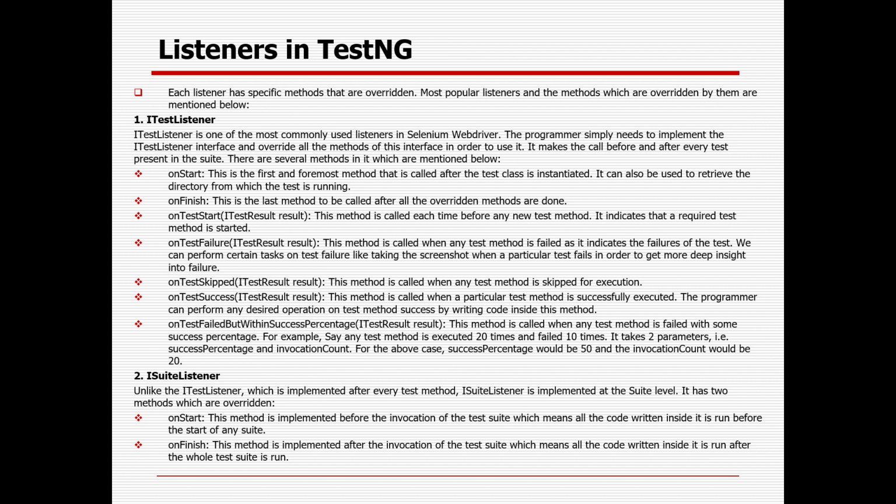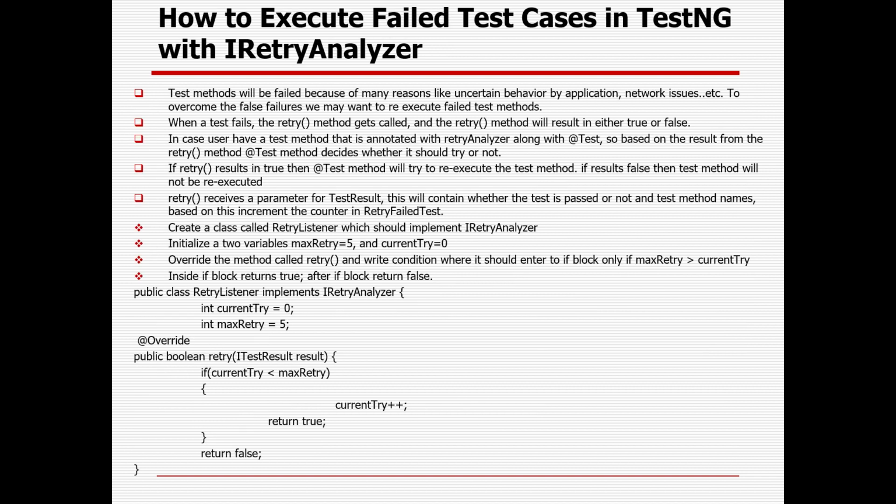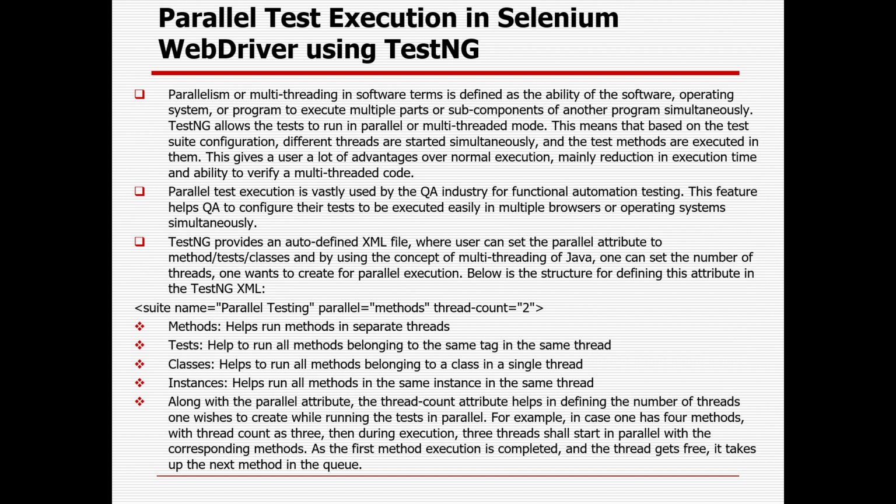Listener: in case you want to change the behavior of your execution based on the actual testing type, you can use a listener. There are listeners like ITestListener and ISuiteListener, with which you can generate reports, logs or other things based on the test result, pass, fail, or skip. And using IRetryAnalyzer, in case you want to run a failed test multiple times, you can set the configuration so it is executed automatically a number of times.